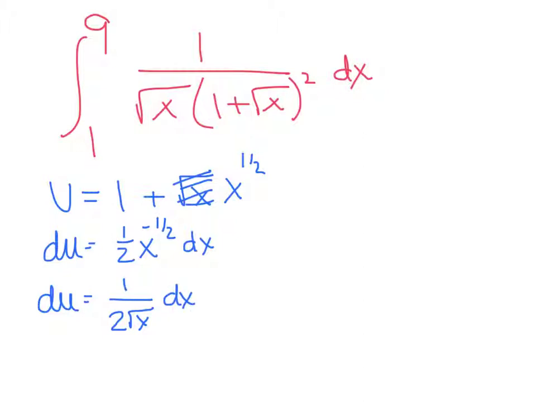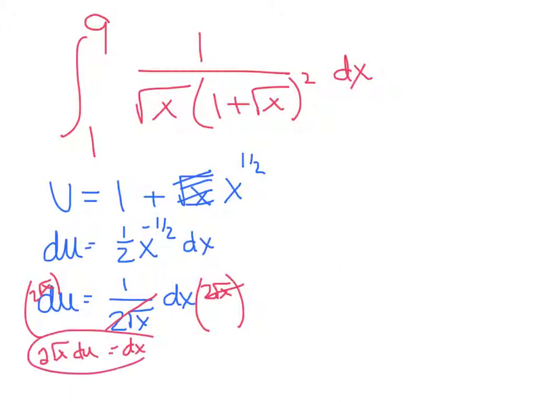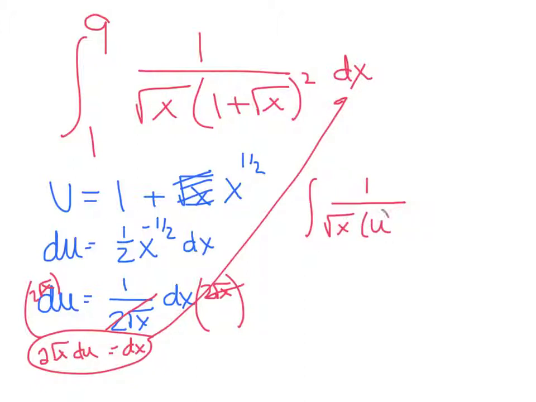All right, now, does anybody like to divide by fractions? No. So remember, multiply both sides by the reciprocal. Then you don't have to deal with fractions. Okay, so those cancel. So I've got 2 radical x du equals dx. Let's substitute that in there. So I'm going to go, now don't use that 1 and 9 anymore, 1 over the square root of x times u squared. And in place of dx, we're putting 2 radical x du.